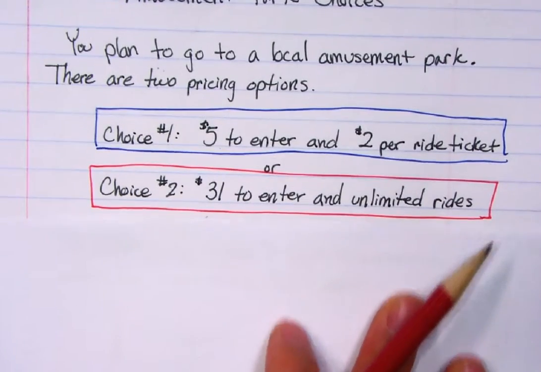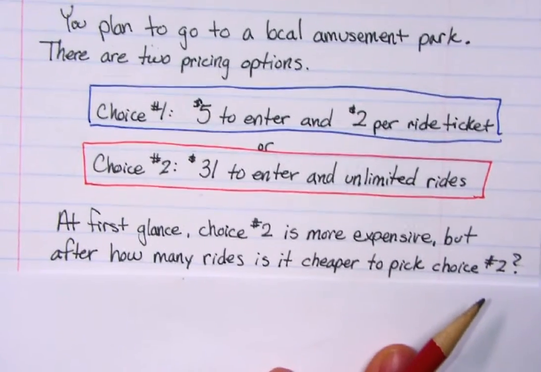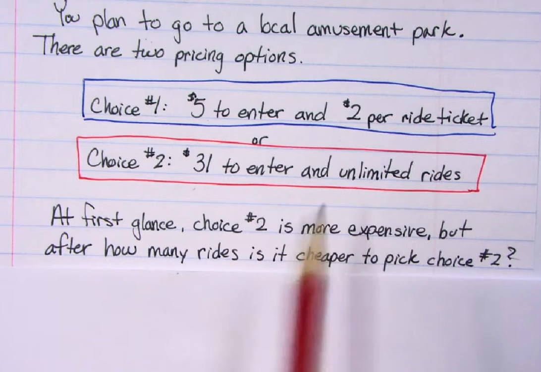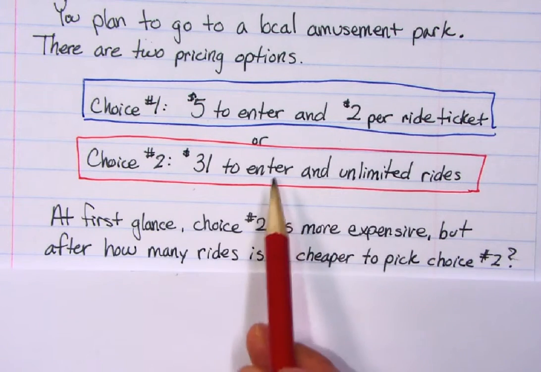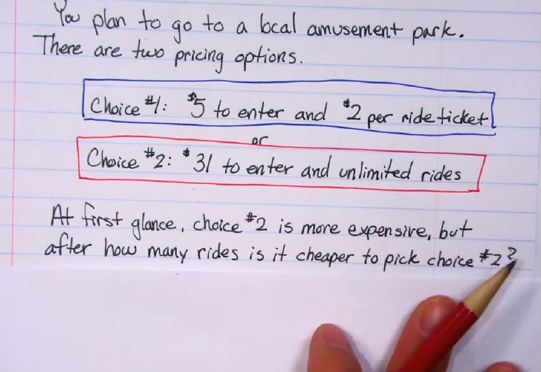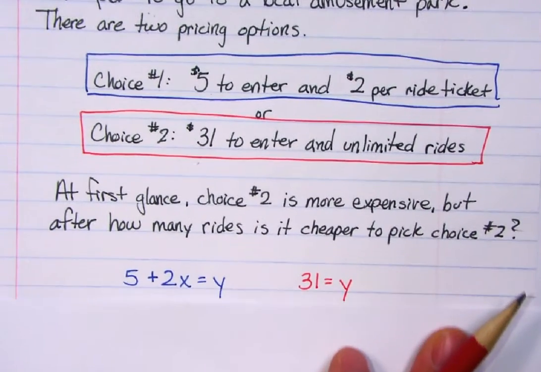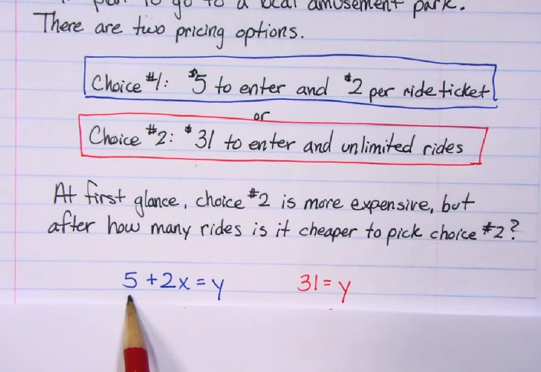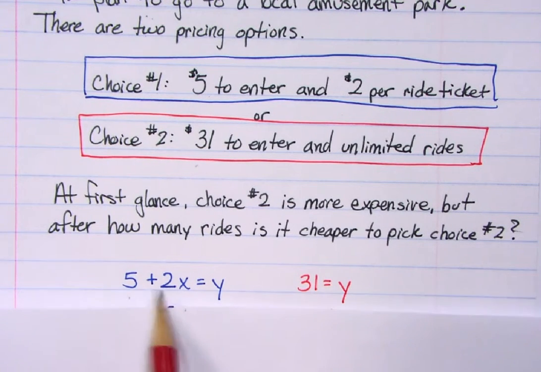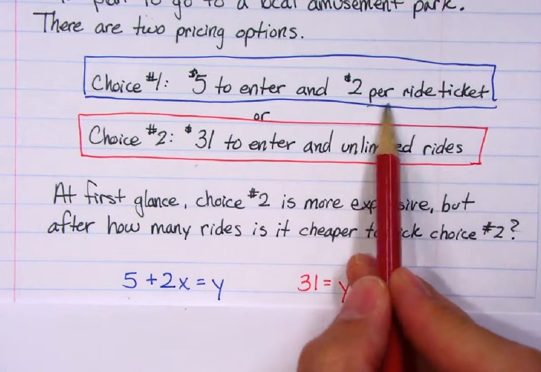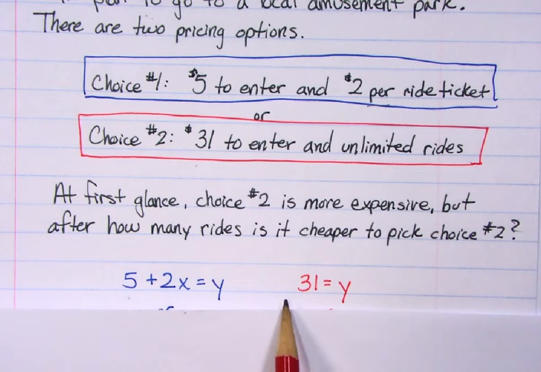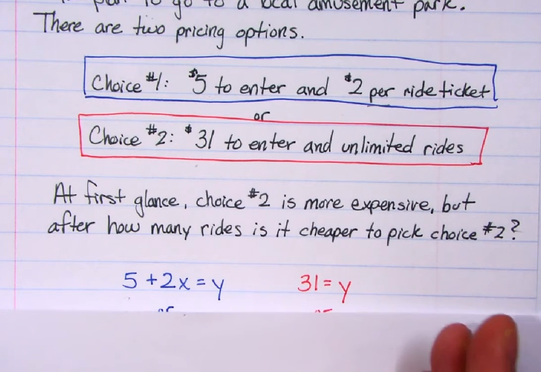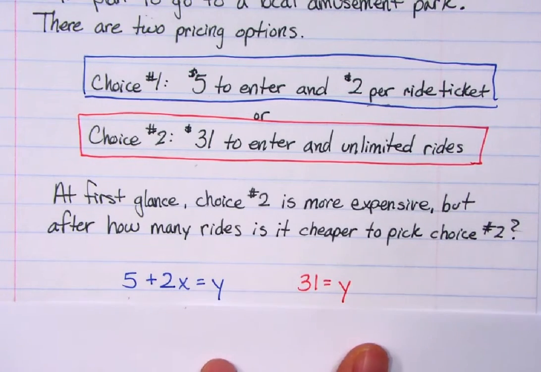So I have to determine, at first glance, even though choice 2 seems more expensive, how many rides would it take me on choice number 1 so that this one might be cheaper. So I've got to figure out when my options are the best. Okay, so choice 1, let's take a look. $5 to enter, and $2 per ride. Per ride is telling me that is a pattern. Every ride an extra $2. Versus choice 2, it's $31 to enter, and there is no pattern. It's just a straight $31 to get in.